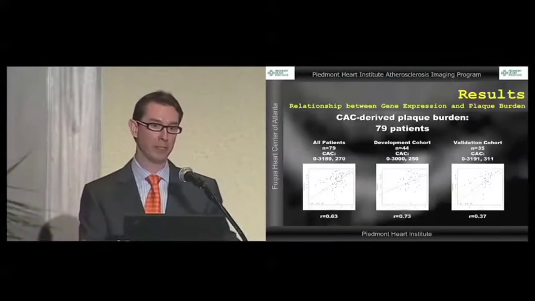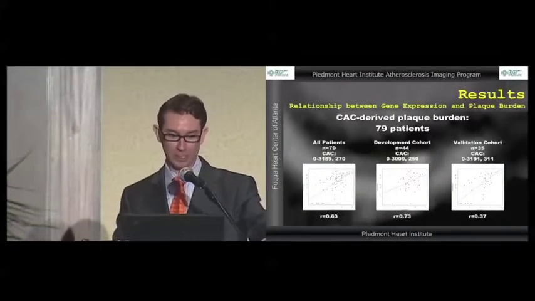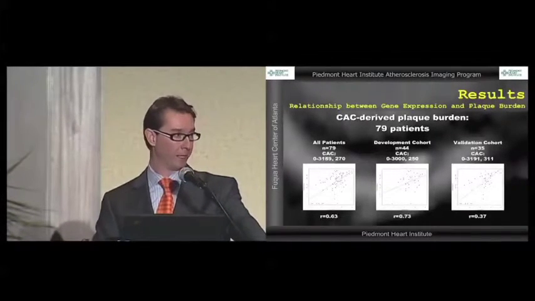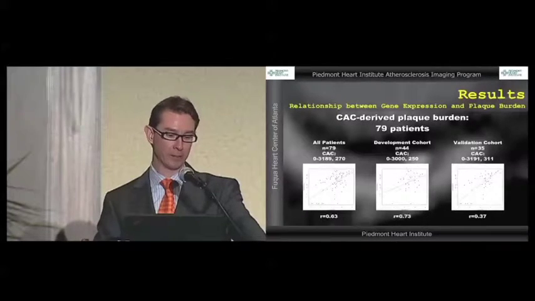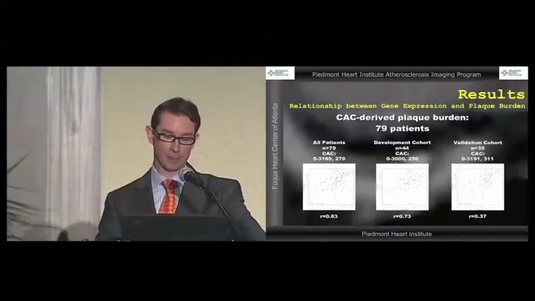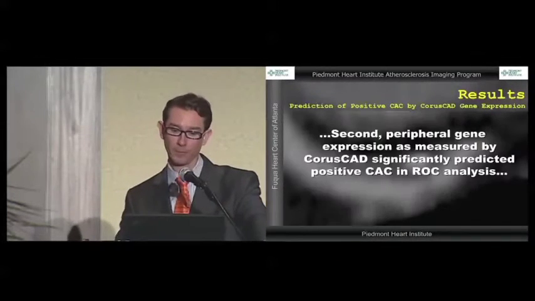In the subset of patients who had a calcium score, which was much smaller, about 79 patients, but even in these patients, you can see we did see a pretty wide range of calcification ranging from 0 to almost 3,200 with a median of 270. And yet again, you can see a significant linear correlation between the score and the calcium score, and these were very similar in the 2 cohorts, the development and the validation cohort.